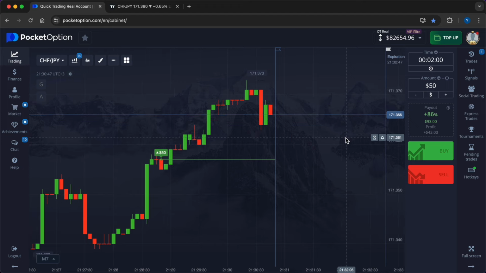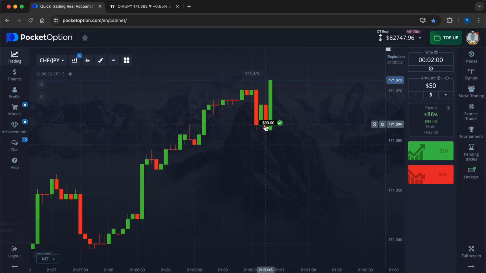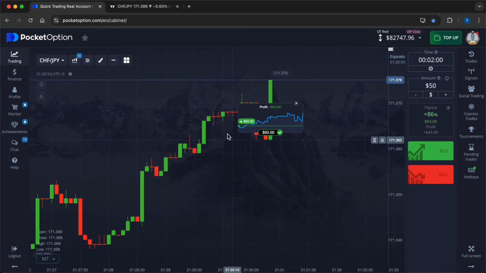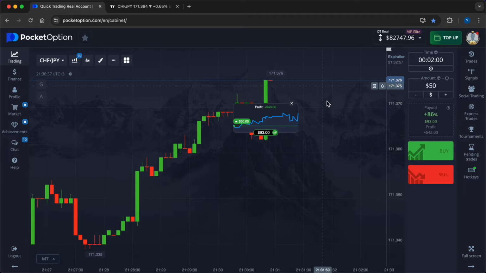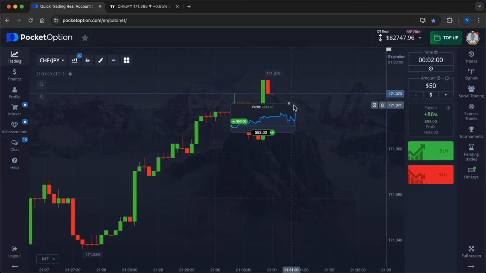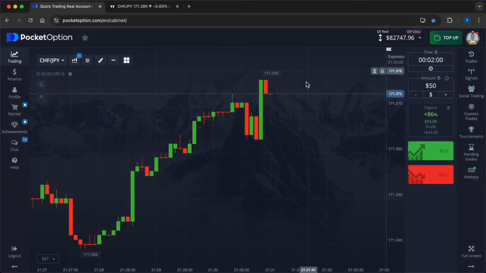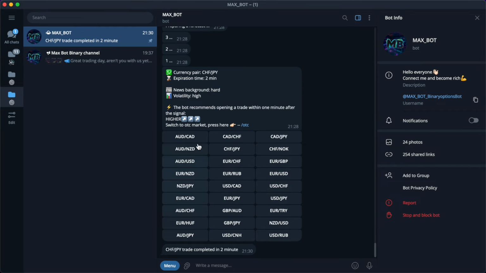Meanwhile, the deal is closing and the robot was absolutely right. Its signal is sniper accurate. Plus $43. Now, for a change, I will take another currency pair out of the 27 variants that are available for processing by artificial intelligence.